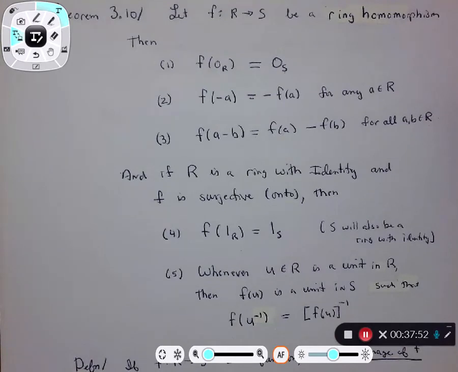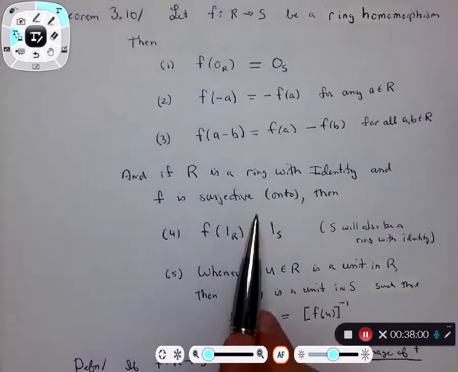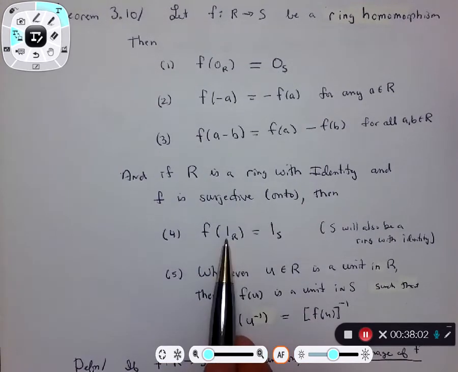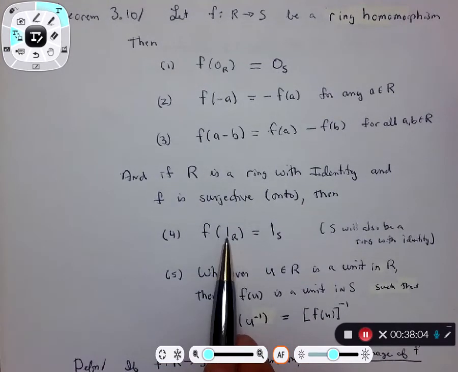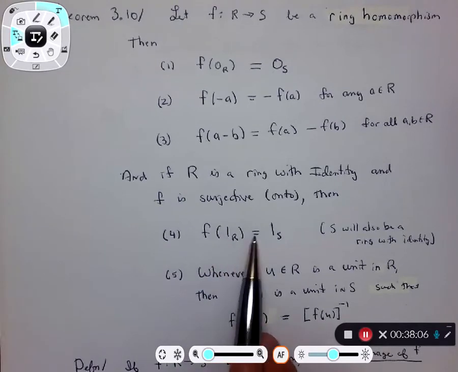The additive identity and the multiplicative identity have to map to each other under homomorphisms. F of 0R equals 0S. Now, not all rings have an identity, but if it does, F of 1 in R will be equal to 1 in S.